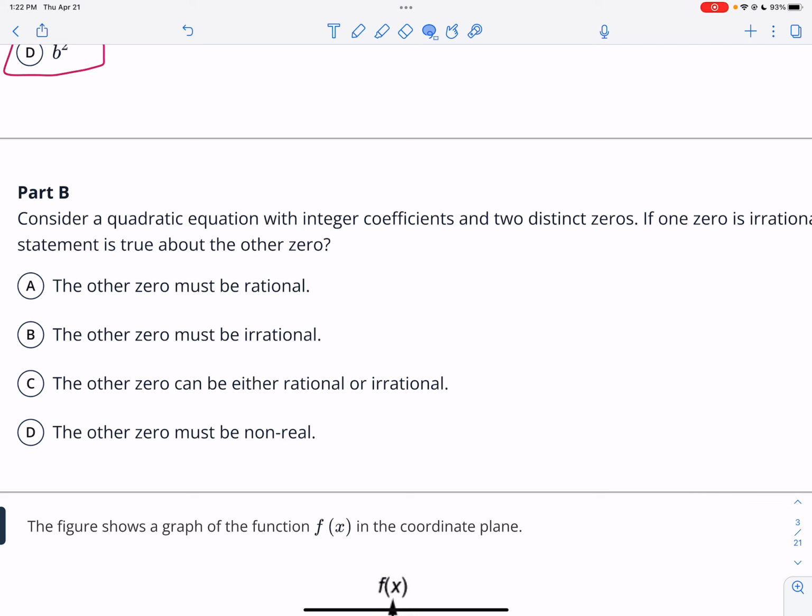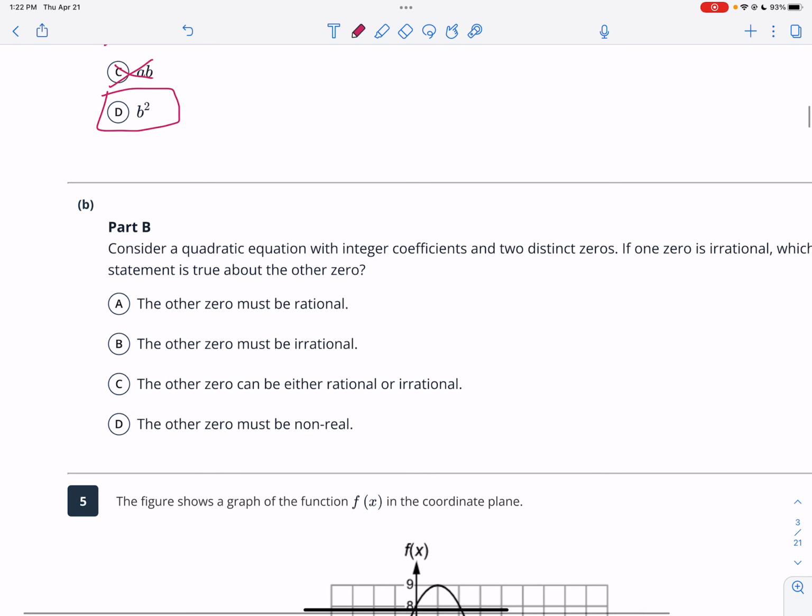All right, we have a quadratic equation with integer coefficients. Okay, so it's like a x squared plus... This might take a little bit longer because I want to explain why. This one I want to make sure you understand why. So I'm going to put that into the next video.